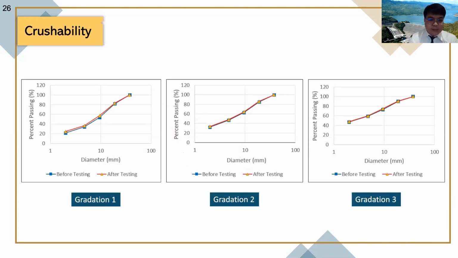All three graphs show the comparison of percent passing between before and after testing. Notice that the percentage passing after the test is slightly higher than before testing in all gradations. The rise in percentage passing occurs because of compaction and cracking of the rockfill material simultaneously when a load is applied.